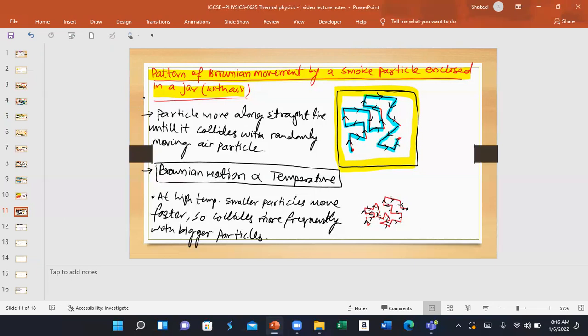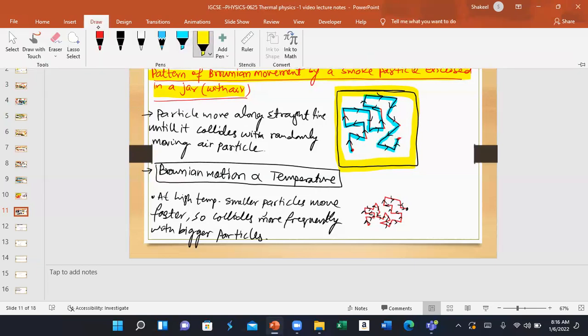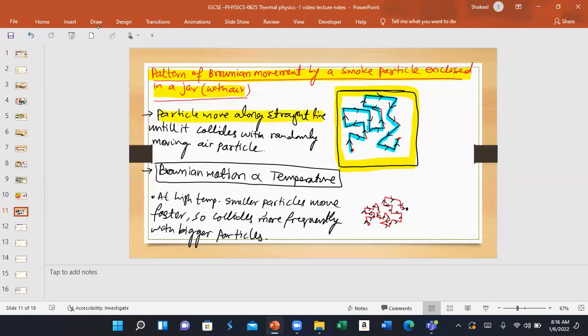Why does the direction change? What's the reason for that? The particles move along a straight line until they collide with randomly moving air particles, and then they change their direction. Every time the particle changes its direction, it is bumping into a randomly moving air particle. As the change in direction of the smoke particle is random, we say that air particles are randomly moving.